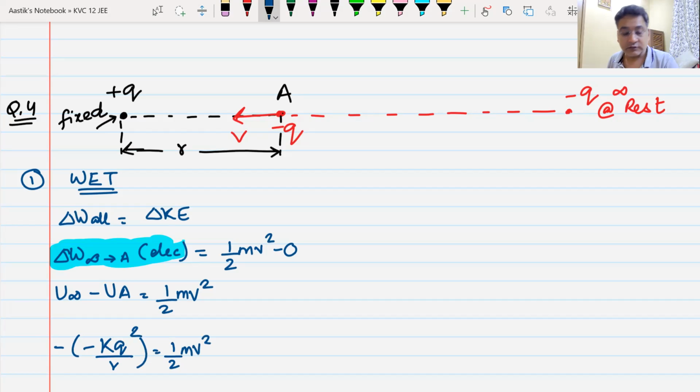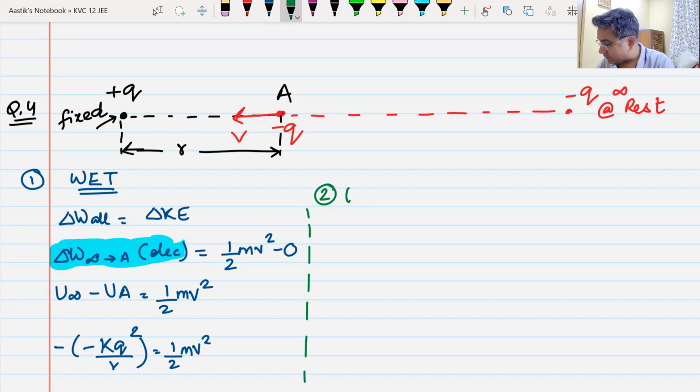From there you can find out the velocity of this particle. Do we understand this? Yes or no? Yes, sir.